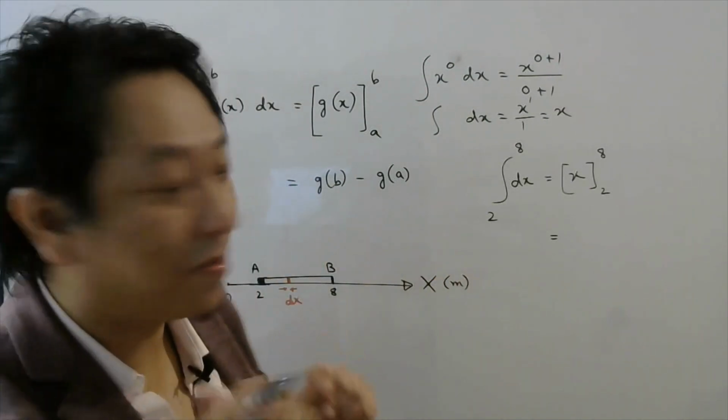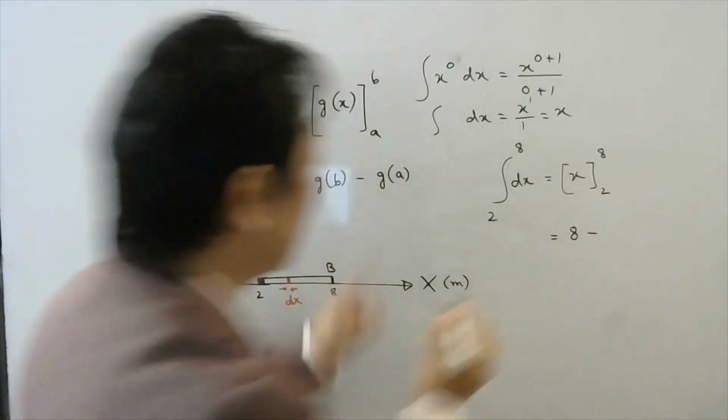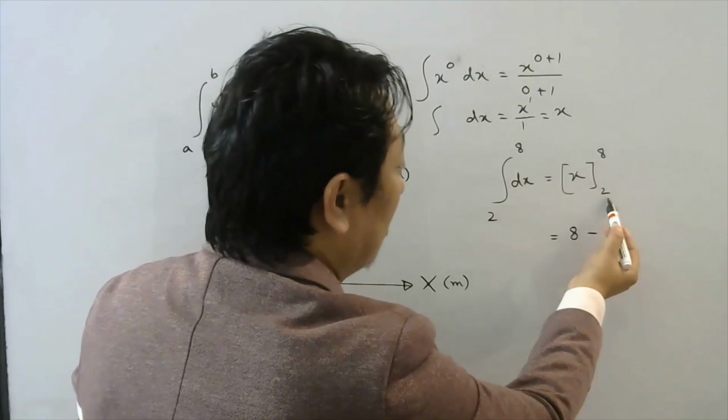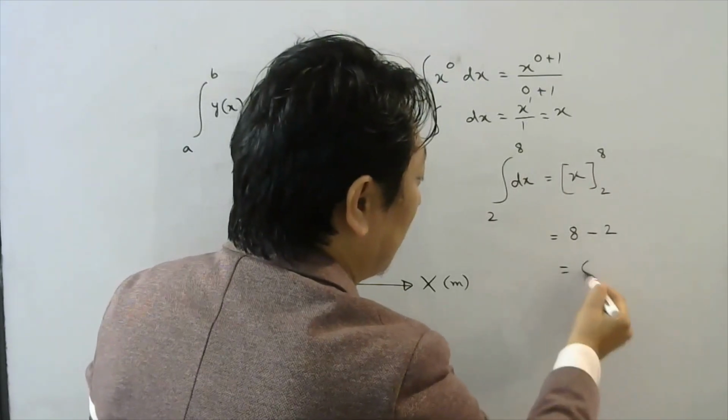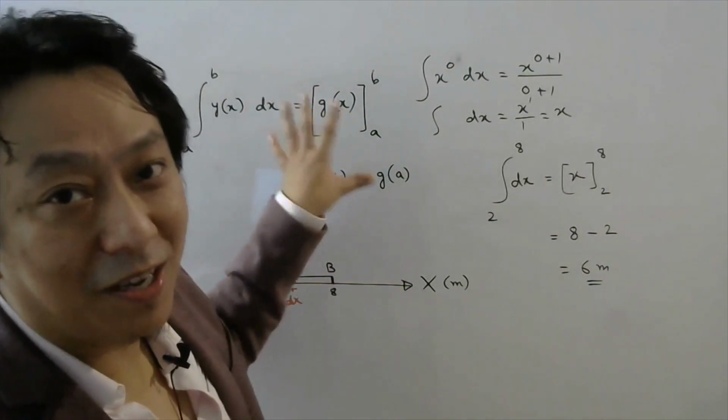Here x is the variable. So wherever there is x, put the upper limit 8, then put a minus sign, then wherever there is x put the lower limit, and 8 minus 2 will be 6 meters. So I hope you understood the reason why this technique works.